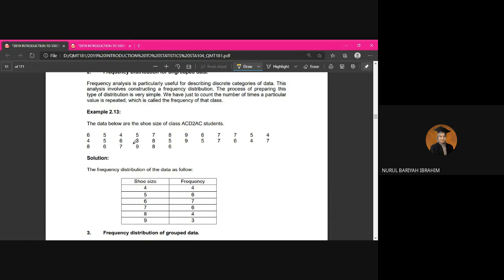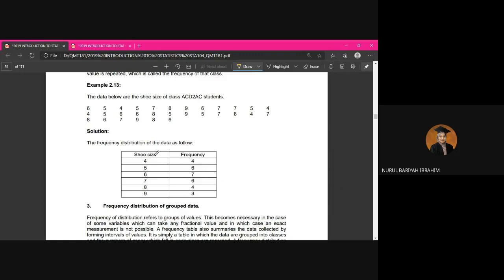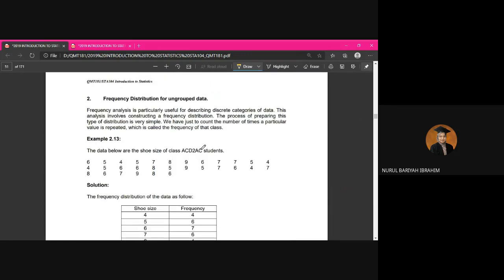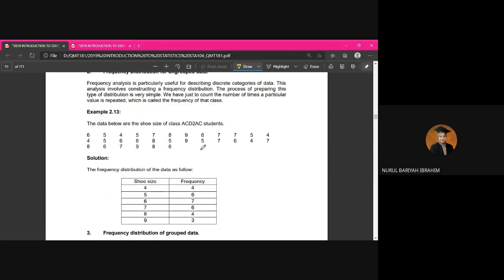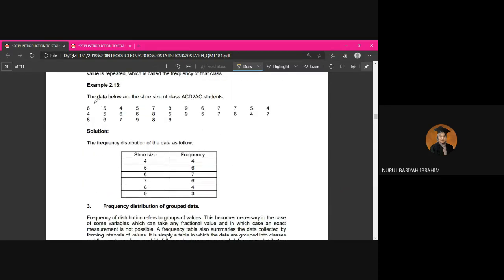Okay, so just macam hari tu, macam kita nak buat this frequency table. Okay, we just count the classes sebelum ni kan. So kat sini our classes kategori, macam kategori kat sini adalah numbering, dia quantitative. Because of that kita panggil dia frequency distribution. So kat sini adalah the data about the shoe size of class ACD to AC students. So let's do the frequency distribution from this data set.